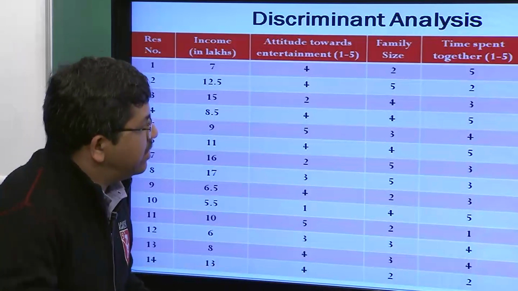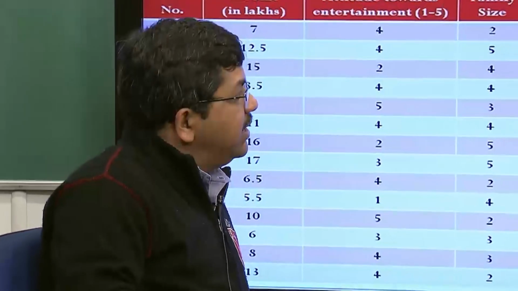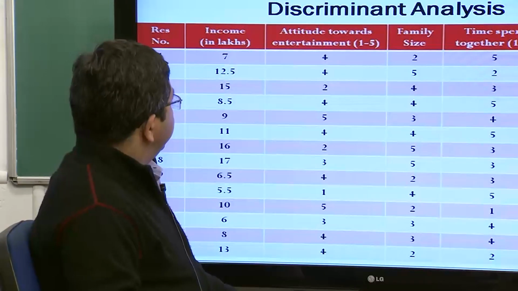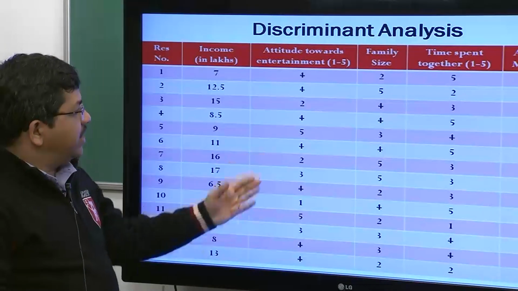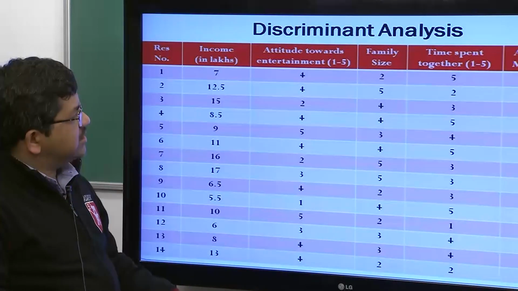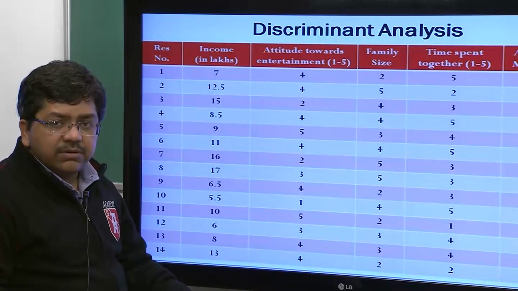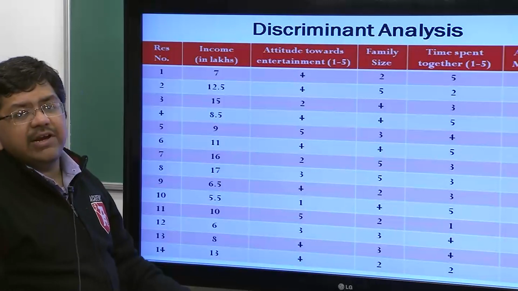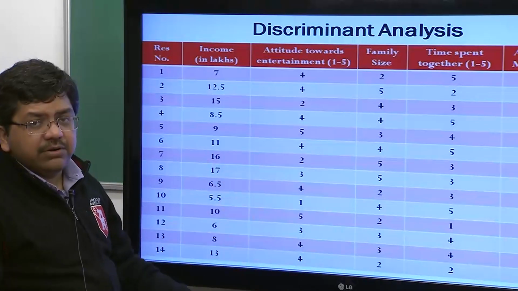Now, you see you have the dependent variable, which is the amount of expenditure that a family makes on a monthly basis on movies, and you have a couple of independent variables here in the form of income, attitude towards entertainment, family size, and time spent together. These are some of the independent variables which are basically the predictors of the amount that a family spends on movies. You can see that the amount spent on movies is in three categories: high, medium or low. And these independent variables are on the metric scale.